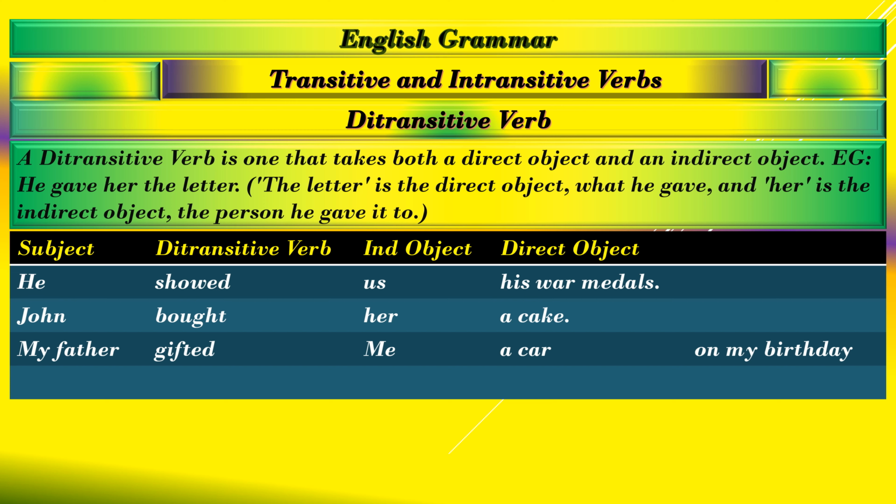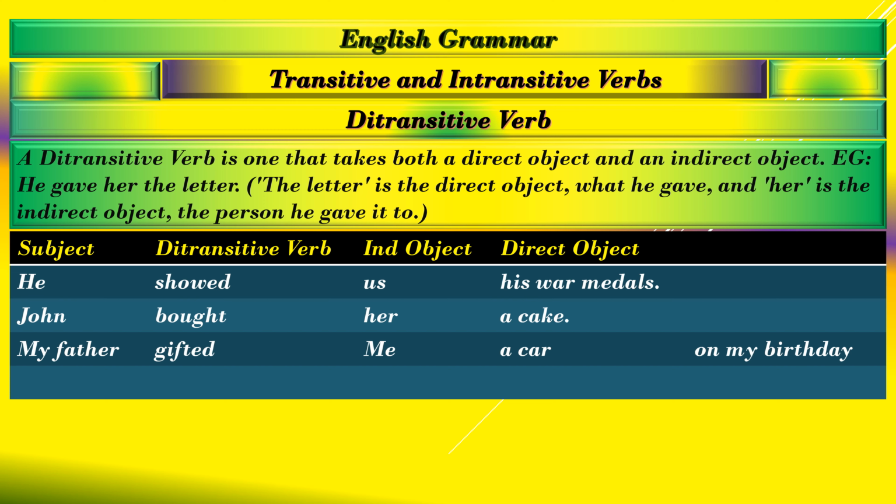A ditransitive verb. A ditransitive verb is that verb which takes both a direct and indirect object. For example, he showed us his war medals. John bought her a cake. My father gifted me a car on my birthday.